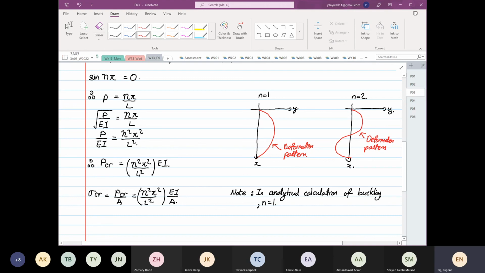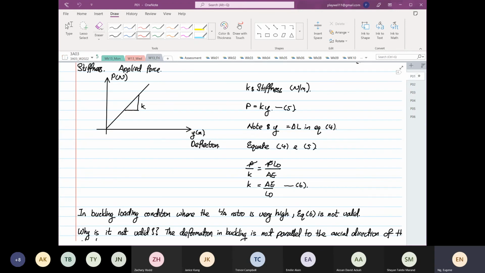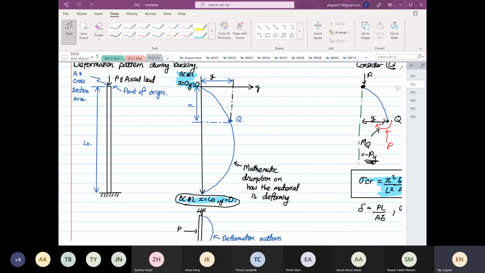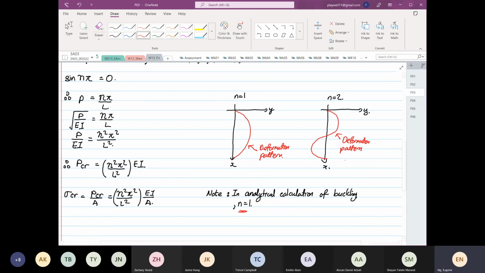So why are we so fixated when n is equal to 1? Partly right, it's because when we derived everything, we assumed our deformation to have that pattern only, like bending, remember? We relate to bending moment. So we assume that the deformation is based on that pattern. So that's why n is equal to 1. We did not assume that the deformation has a sinusoidal wave, like n is equal to 2. So we are going to focus on n equal to 1.